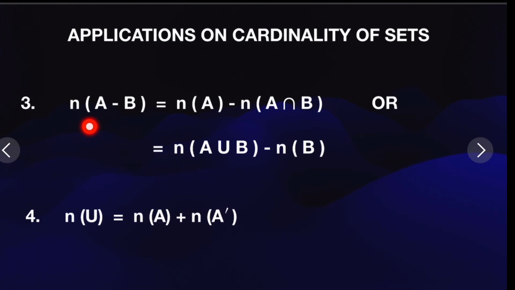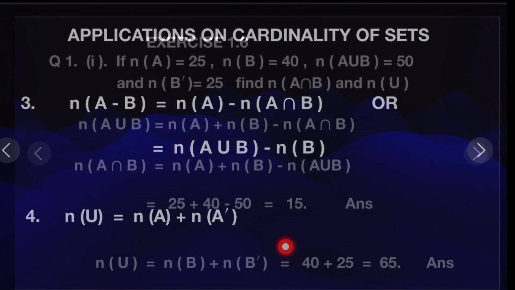The third formula is n(A difference B). That means the number of elements in A but not in B is equal to n(A) minus n(A intersection B), or if this value is given, then you have to use this formula: n(A union B) minus n(B). The fourth formula is n(universal set) is equal to n(A) plus n(A dash). So these are the four formulas.